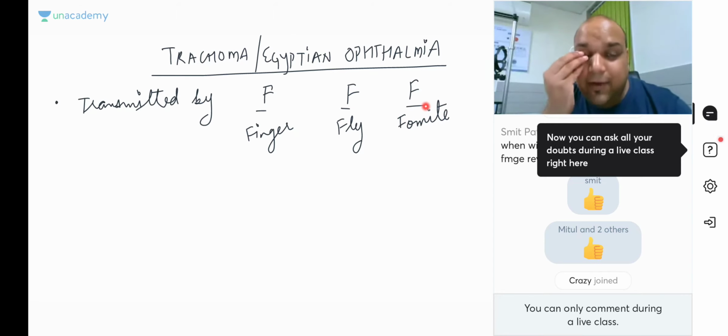Finger, fly. A fly will come and sit on your eye. Or fomite. Fomite means any object which can be used for spread, everybody. Let's say I take a handkerchief and I rub my eye, and then that handkerchief is used by you. Okay. So finger, fly, and fomite. Done, everybody? Now, important clinical features.